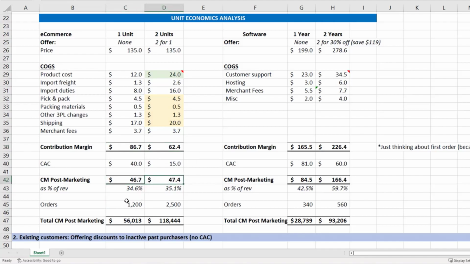So the second benefit of doing a 2-for-1 is if you can make the contribution margin and the unit economics work, generally your sales will go way, way up. So you're still making the same amount of money per order, but brands will see a doubling of sales in a month if they run something like this. And so if we went from 1,200 orders to 2,500 orders, you had 56,000 of contribution margin post-marketing, and now you have 118,000 of contribution margin post-marketing, and you only had to pay $24 more per order, and you made it up on the CAC. And so this is a strategy that I'm seeing e-commerce businesses do. It's a very powerful strategy. Take a look at this.